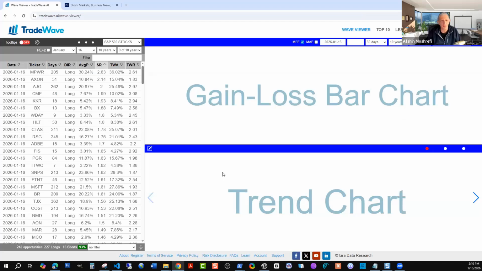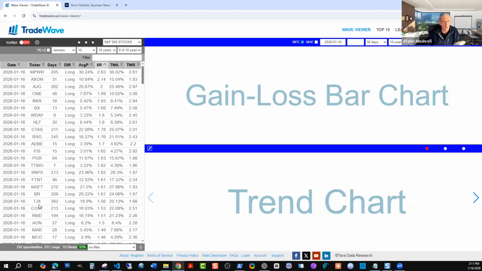Let me first explain the newest feature in TradeWave. There are two things here. There is this very subtle checkbox that just says PE+2. That very subtle, innocent checkbox is a big deal. It changes the scanning regime, which I will explain what that means.